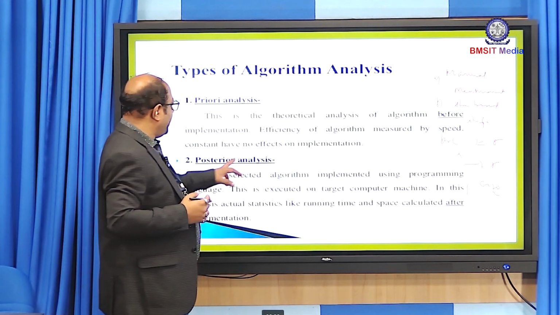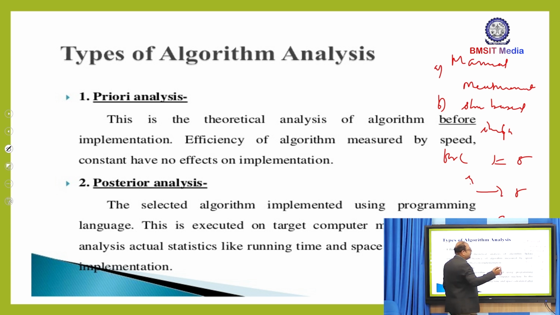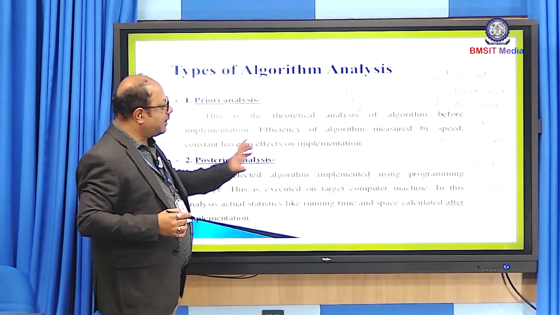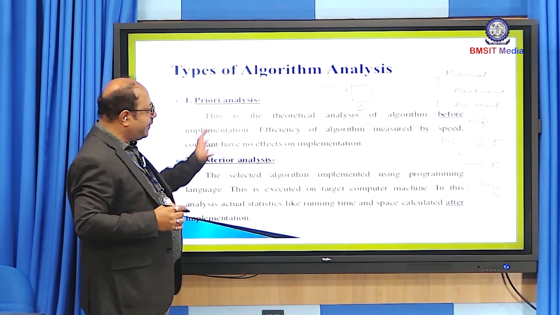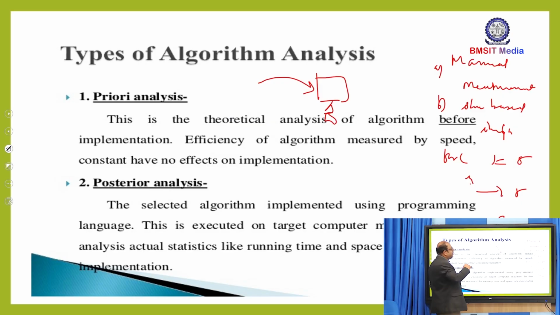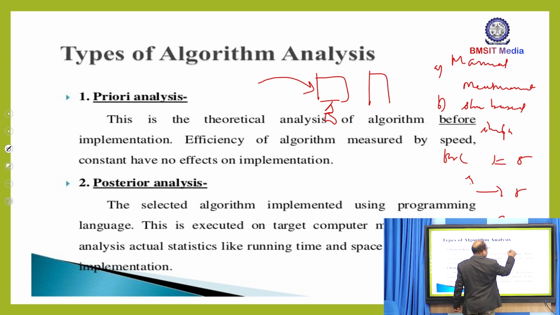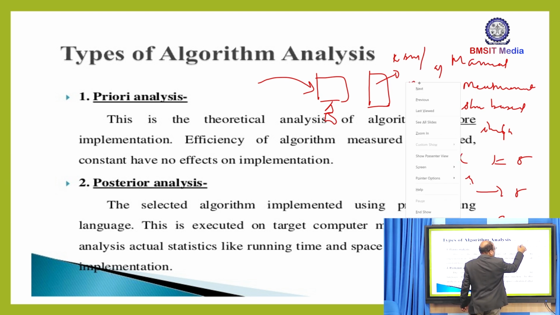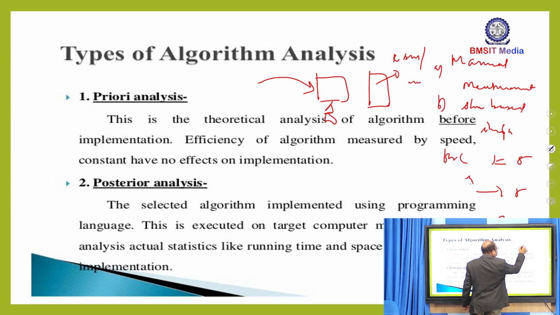The second part is posteriori analysis. Here, a typical implementation is done in the system, and we see how the algorithm gets executed. Whenever we take the algorithm in terms of implementation, there are many things involved. Suppose you take RAM, which is random access memory. We can also call it main memory, or we can also call it physical memory.